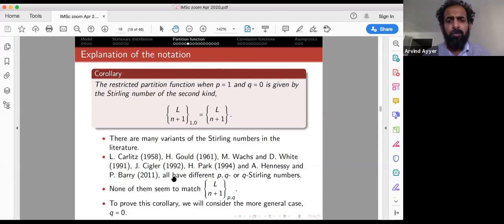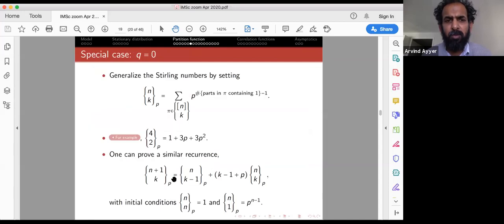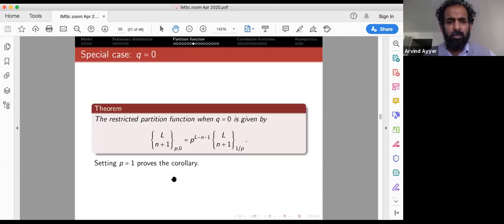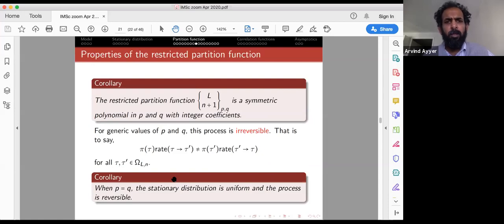Okay, to prove this, one needs to consider a more general case, but I'm running out of time, so I will move a little faster. Let me not prove this for you. There's a combinatorial proof, but let me just focus on other properties. One thing that you might have noticed is that the restricted partition function is a symmetric polynomial in P and Q.